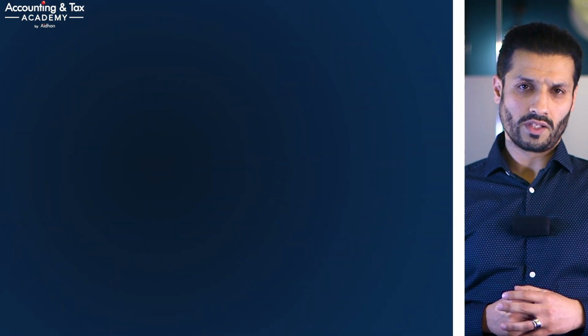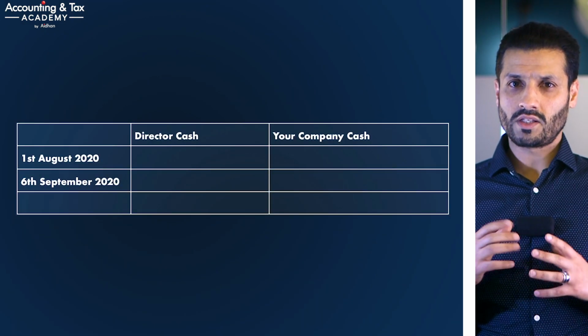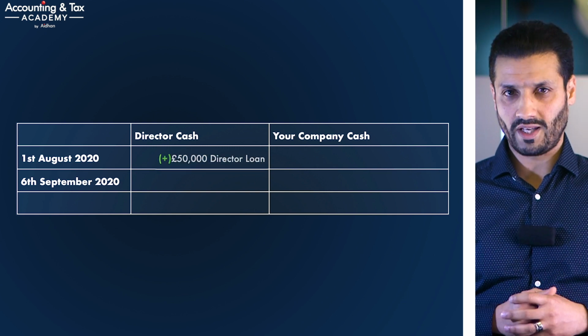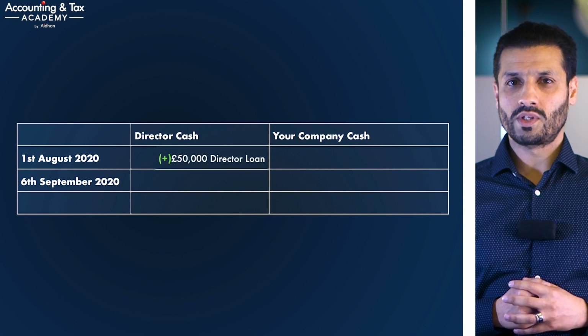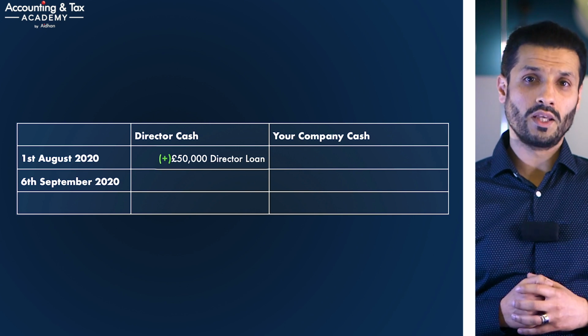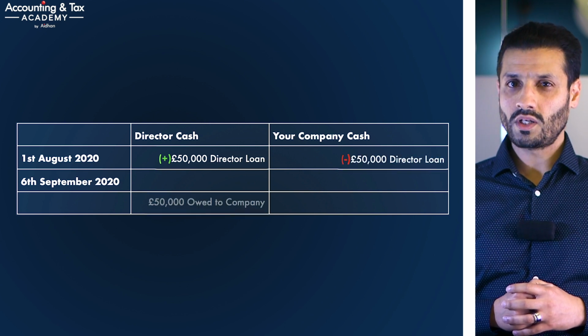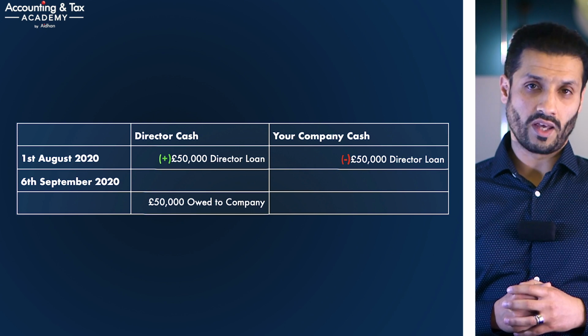If you already have an existing director loan account, then funds from a business bounce back loan, funds coming into your company, will not really make a difference. Let me explain further with an example. Let's say you borrowed a director loan from your company on the 1st of August 2020 for £50,000. Therefore, your company records an asset, i.e. money owed to the company, and reduces the amount of cash in the bank by the same amount. It is you, the director, who owes your company £50,000.